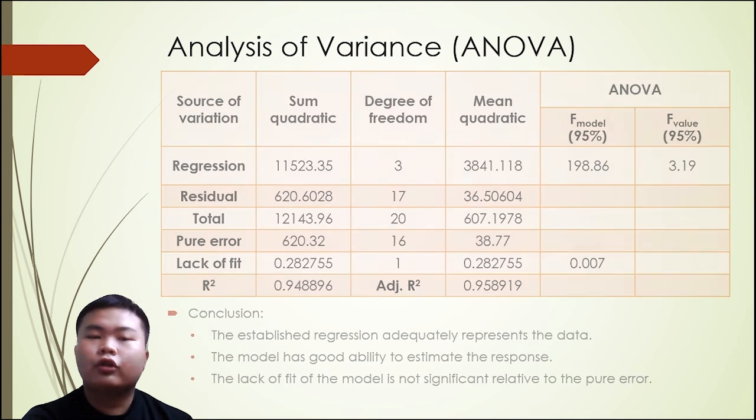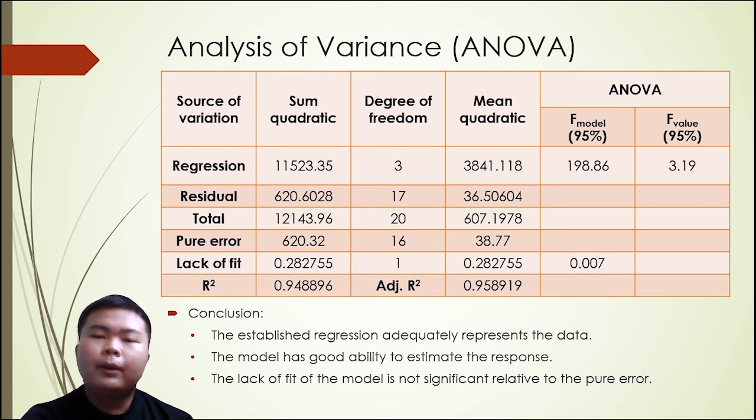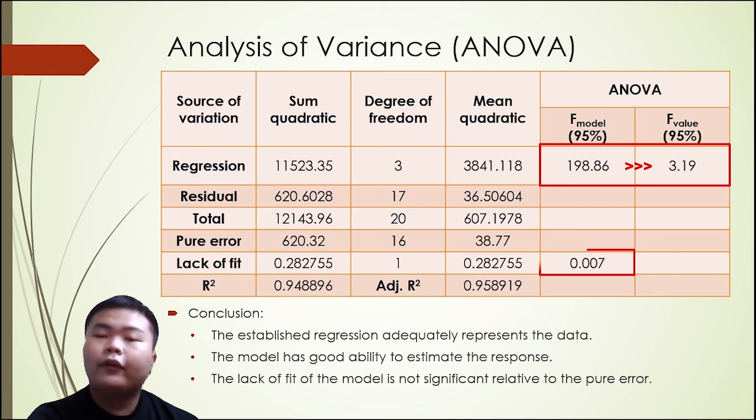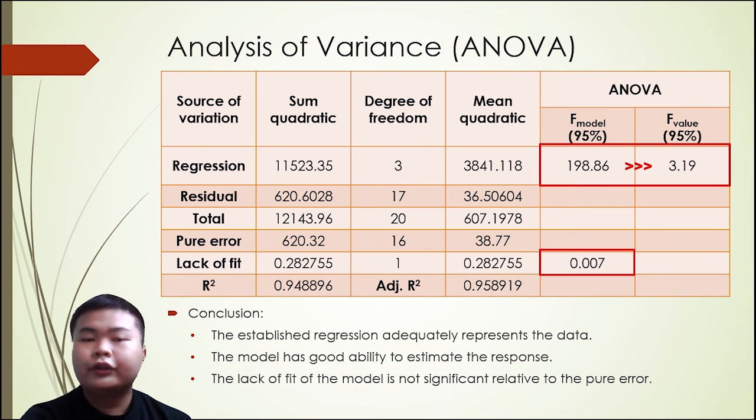In the ANOVA, which is shown here, the variation between sample means of the model regression was much greater than the tabular F-value for the same degrees of freedom of 3 sources of variance. Furthermore, by observing the F-value of lack of fit, which is 0.007, we can conclude that the established regression adequately represents the data, the model has good ability to estimate the response, and also the lack of fit of the model was not significant relative to the pure error.